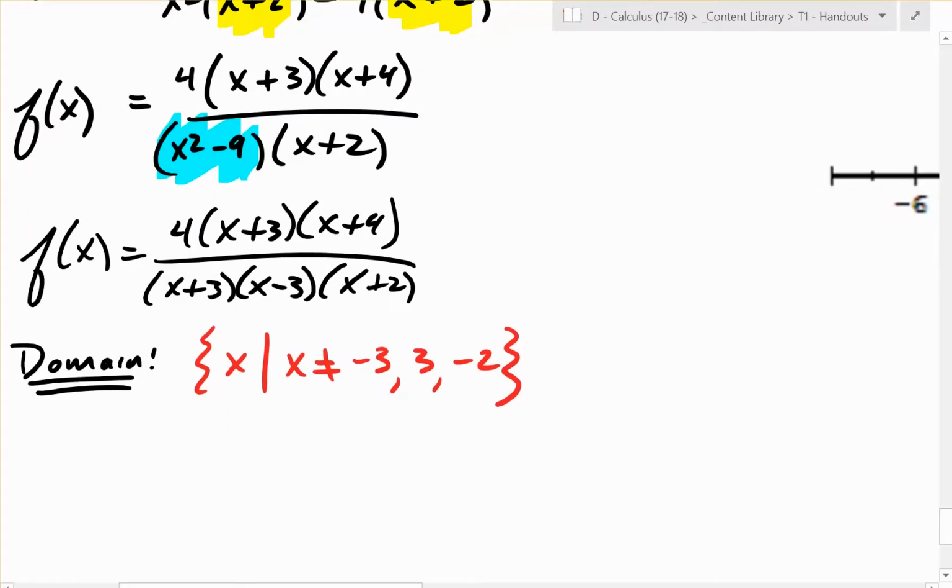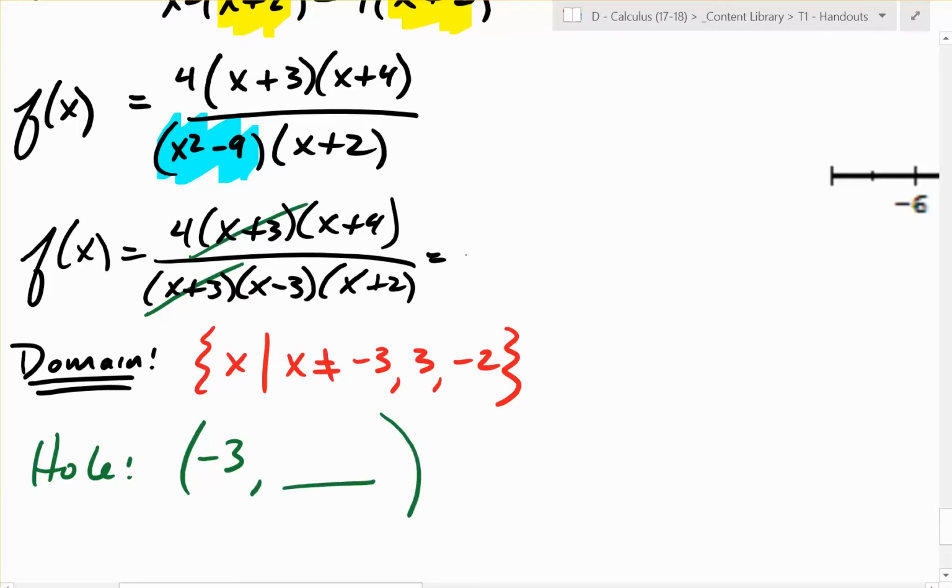Now what do you do? Now you cancel. One thing does cancel, and what cancels? That becomes a hole. So what's the x value of the hole going to be? Negative 3. Keep in mind, all of this is going live into your notebook, everybody, just so you remember that. How do you find the y-coordinate of the hole?